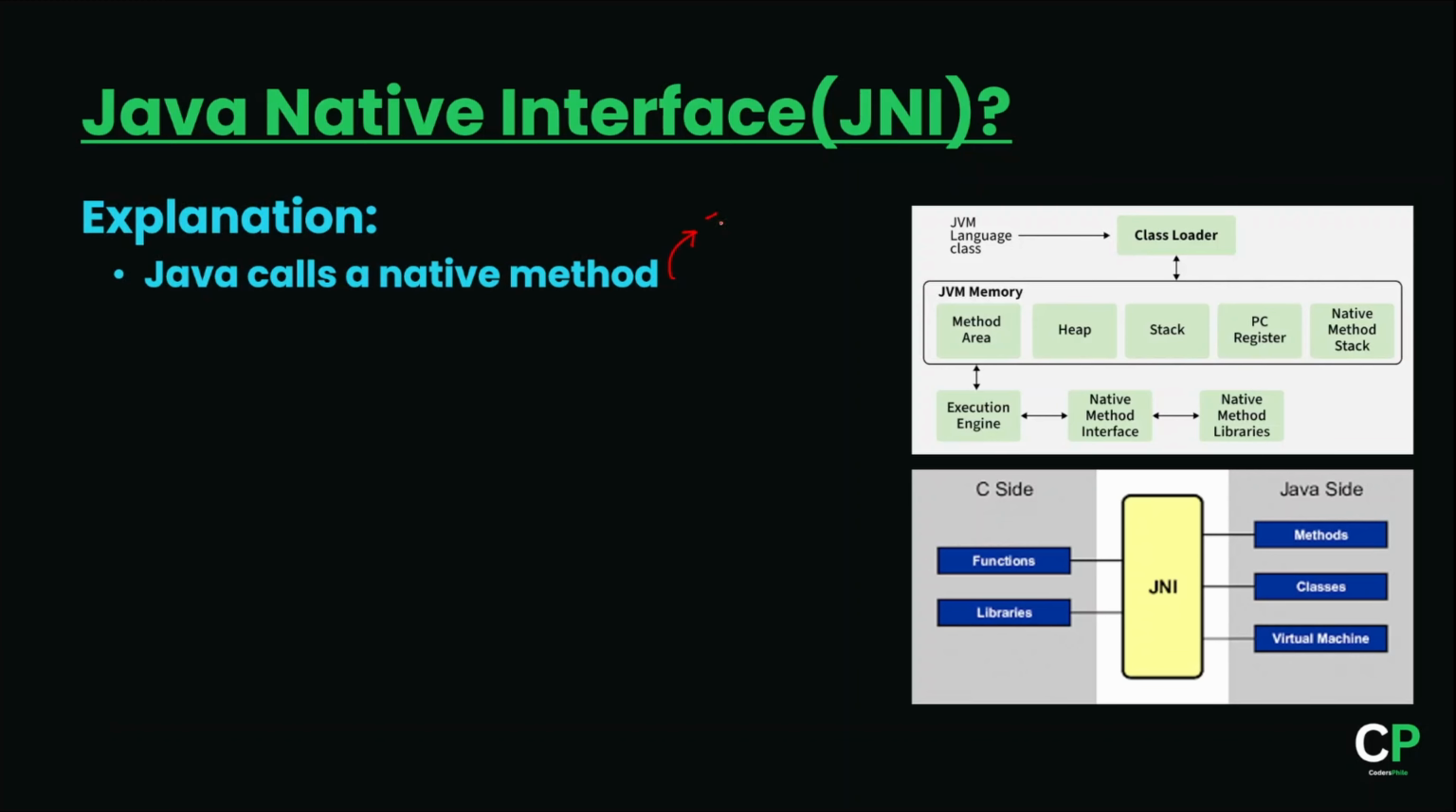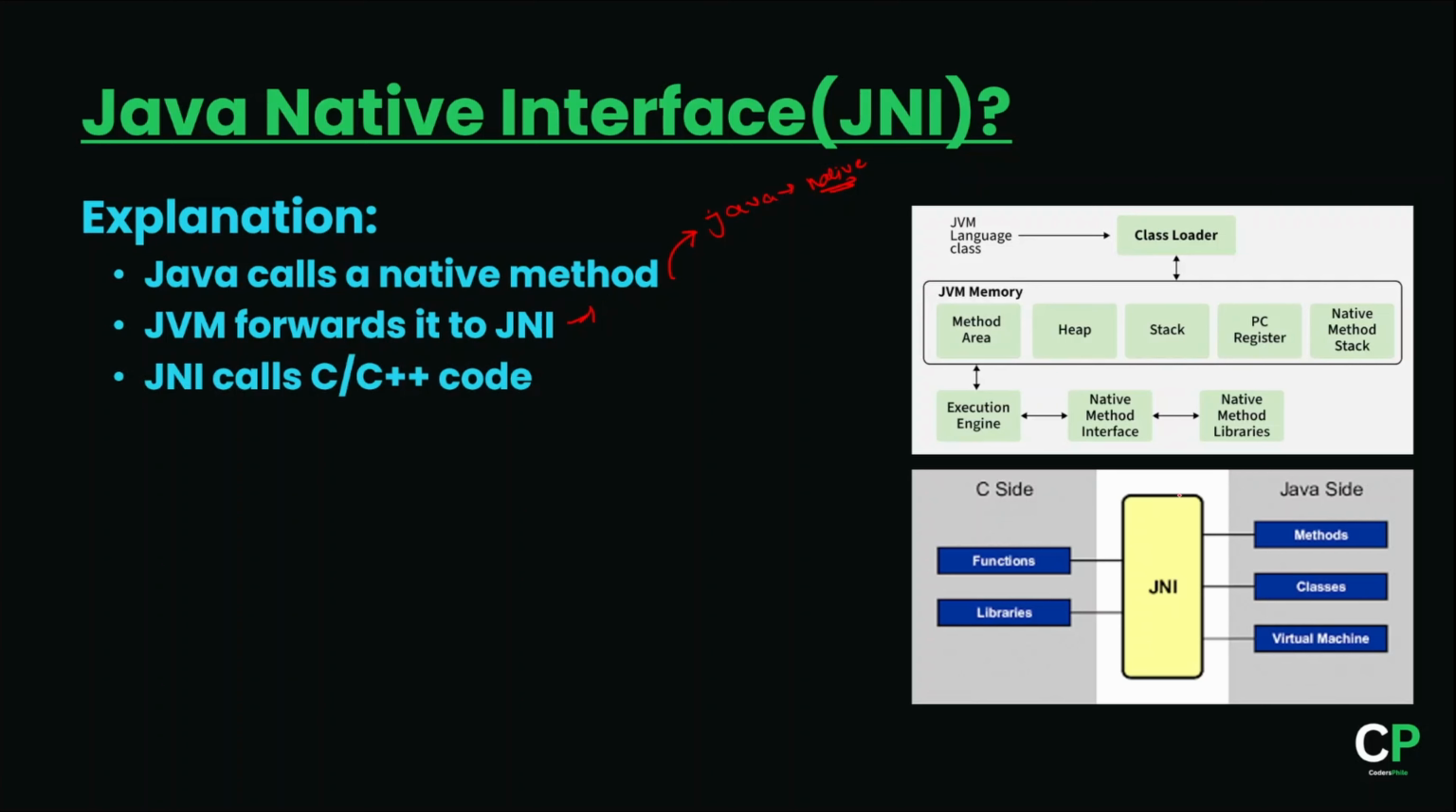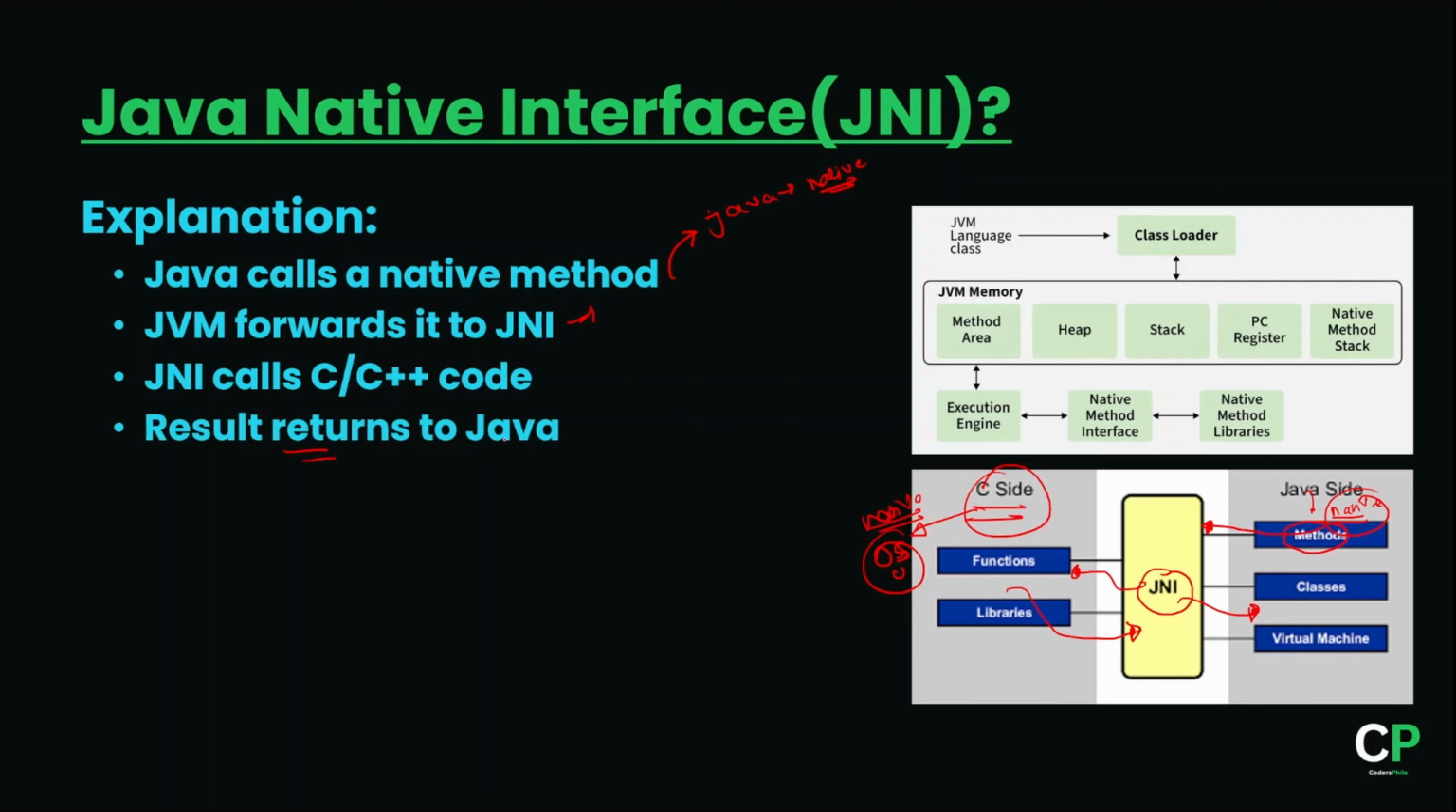So what happens when Java calls a native method? Whenever code written in C or C++ is called in our Java program, the JVM forwards this call to the JNI, and the Java Native Interface calls the function on the C or C++ side. This native code is not executed by the JVM. It is executed by the native OS using the native libraries, and the result of this operation is passed to the JNI, and the JNI then passes this result back to the Java side.